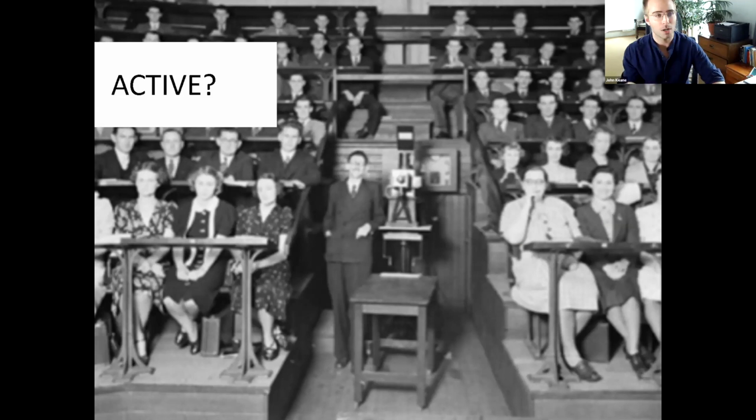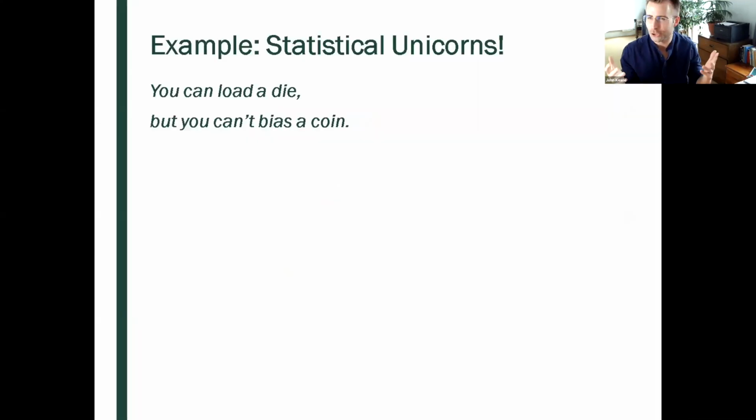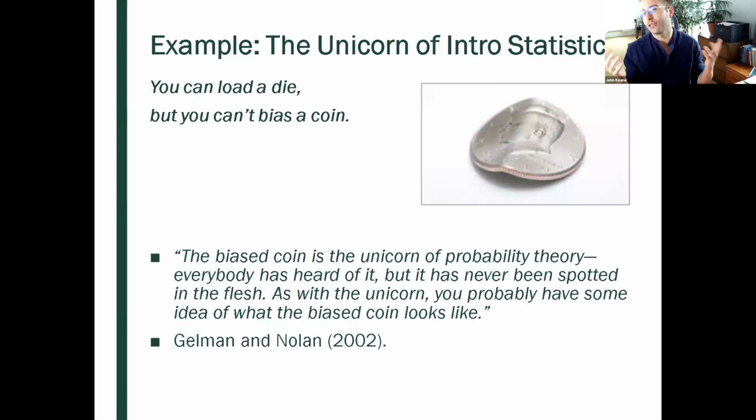And the example that I want to walk through is called statistical unicorns, or at least that's what I call it in front of my students. It's based off of a phrase that I first read in a book by Andrew Gelman and Deborah Nolan that said, you can load a die, but you cannot bias a coin. They say in the introduction of this passage, the biased coin is the unicorn of probability theory. Everybody has heard of it, but it has never been spotted in the flesh. And as with a unicorn, you probably have some idea of what a biased coin looks like.